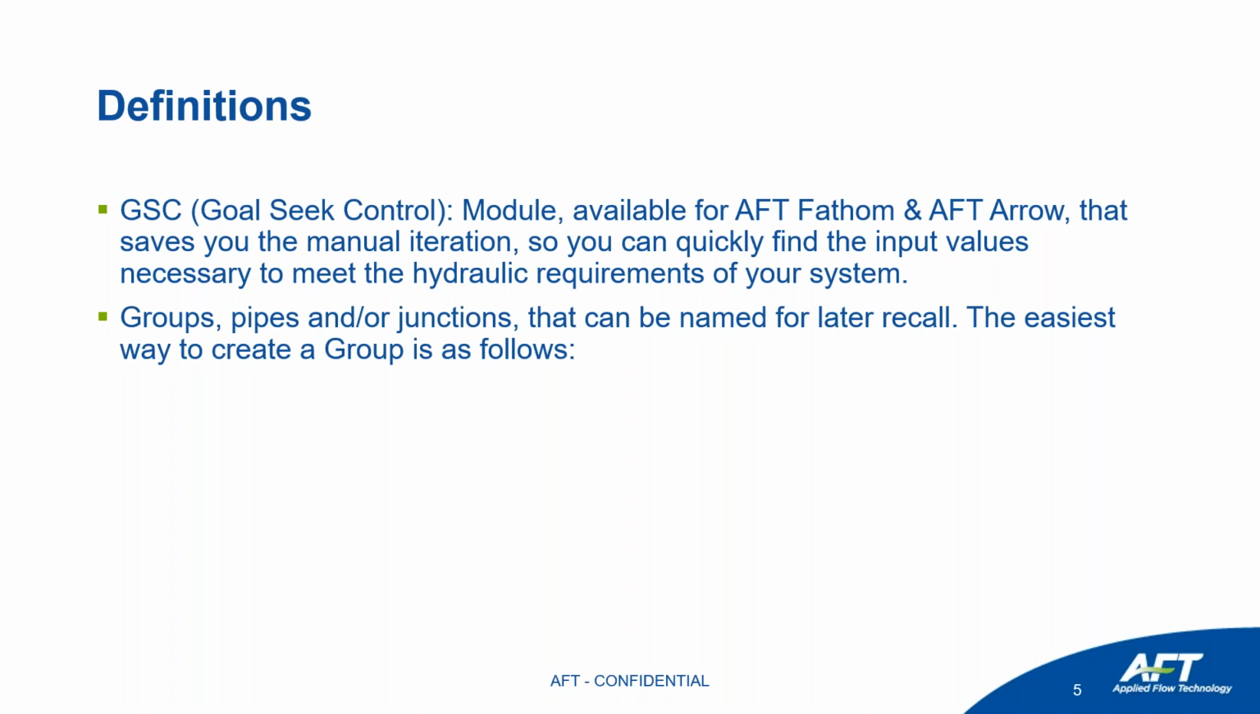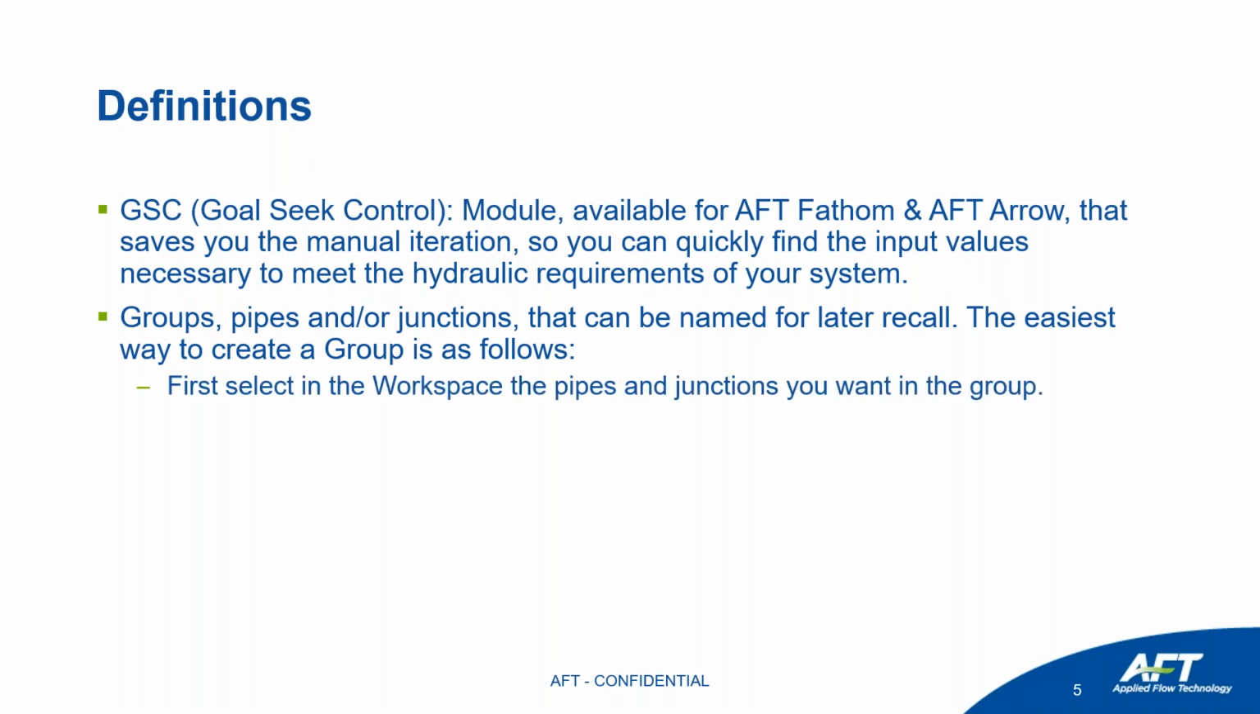Another powerful feature that we'll be using during this presentation is groups. You can have groups of pipes and junctions that can be named for later recall. The easiest way to create a group is as follows. First, select in the workspace the pipes and junctions you want in the group.